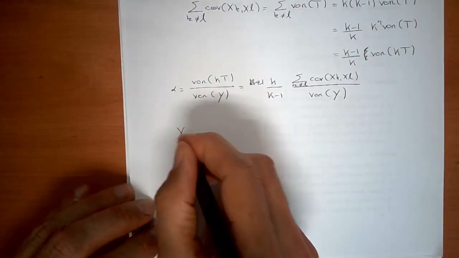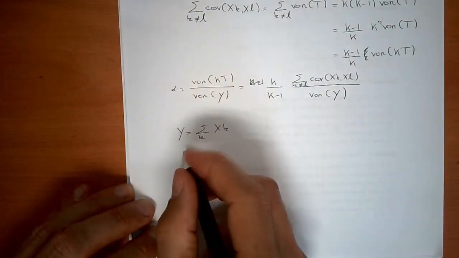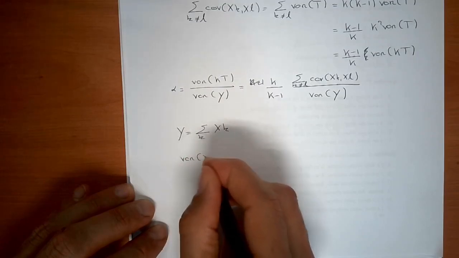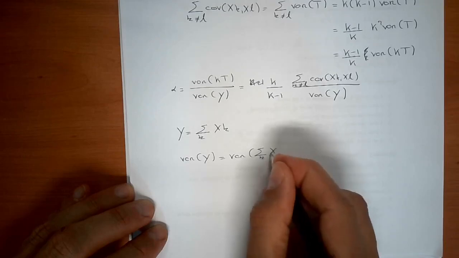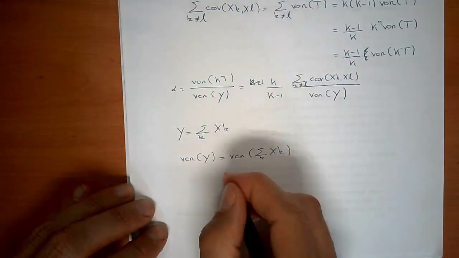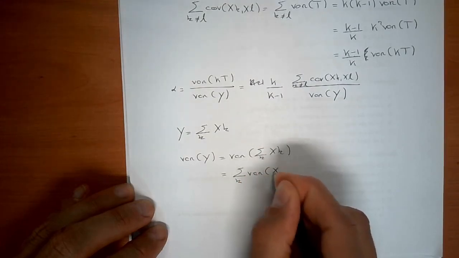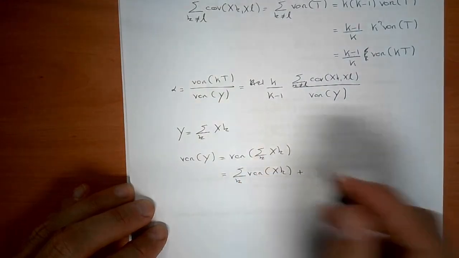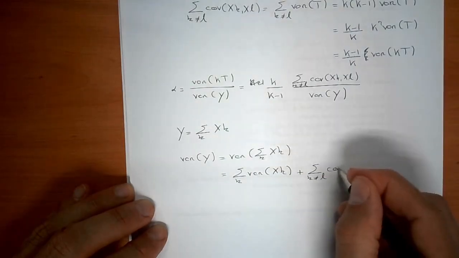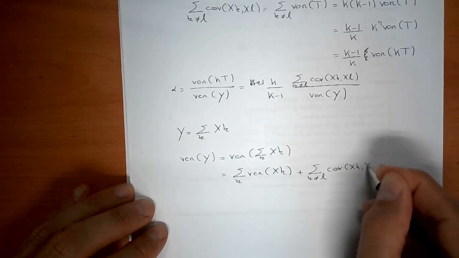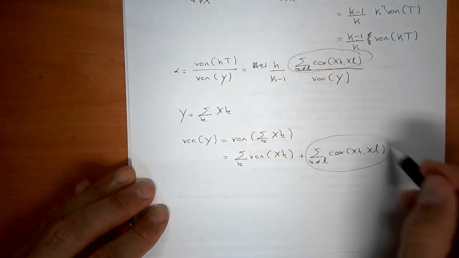Well, remember that y was the sum over all the questions, all right? So what is the variance of y? Well, it's the variance of the sum of all the xk's. And if you write this out, well, what do you get? Well, it's the sum of all the variances, plus, of course, all the covariances between the different questions that are not the same, right? Covariance of xk, xl.